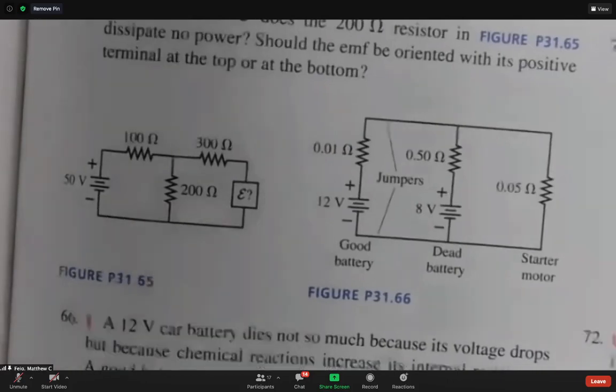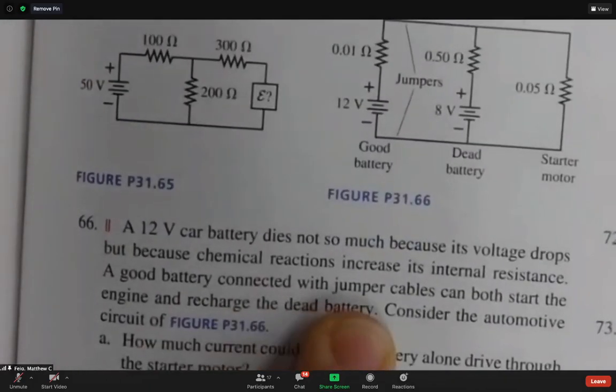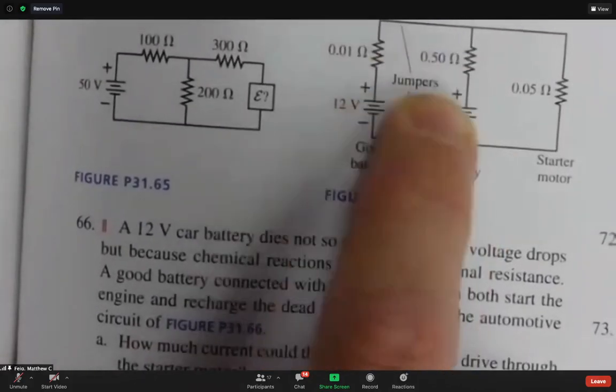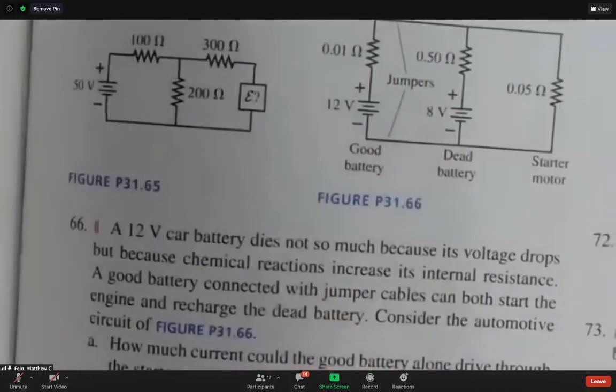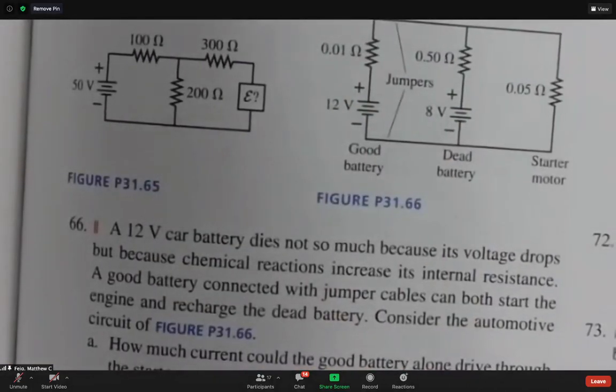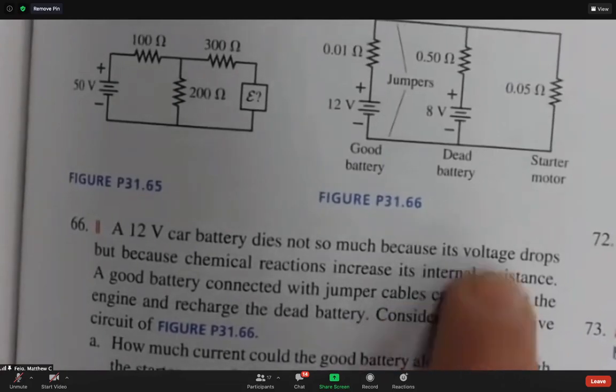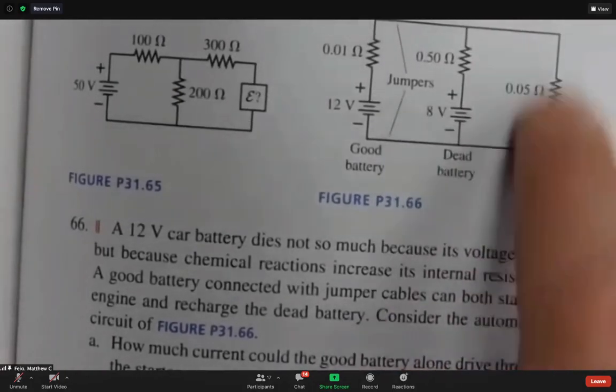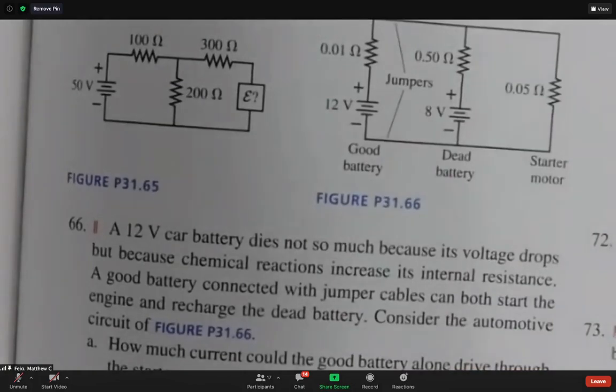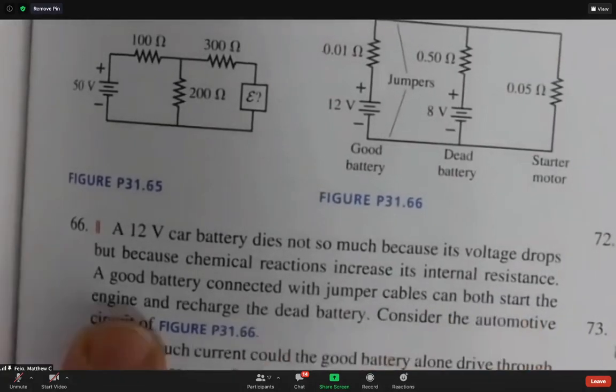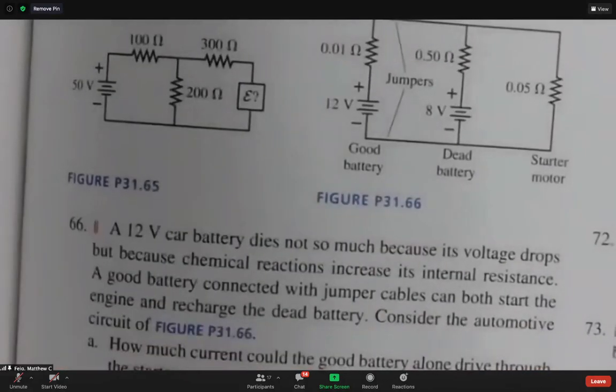Anyways, a good battery connected with jumper cables. Of course, positive to positive has been connected, right? Negative to negative. That's kind of how you do that. It can both start the engine, get enough current through this guy to do what the starter needs to turn over and do his job, and recharge the dead battery, at least partially.